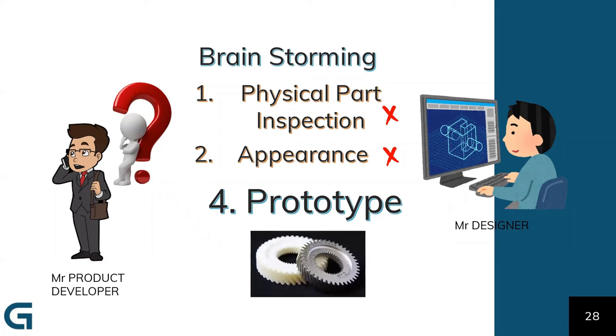So prototype is the fourth step, where we have to check the physical condition of the product, whether it is strong enough, and then appearance-wise, whether it is good looking or not. The aesthetic is very important. So this is called a prototype. Prototyping is an old word. Now the new word is 3D printing. We print it with the help of some plastic material, and check whether the product is good or not. This is called a prototype, making a scaled model.